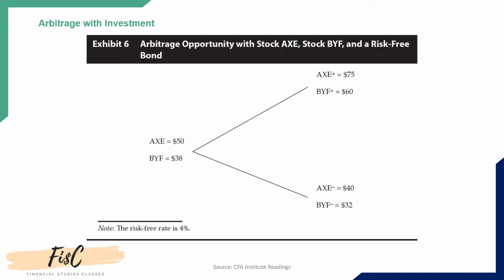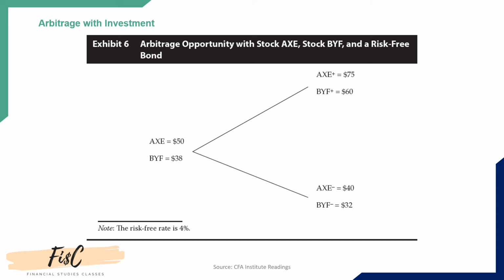So the last one was an example where you didn't invest any money or keep it for a certain period. It was an instantaneous action. But now we are going to invest the money for a period, maybe 1 year. So this is an example from the CFA curriculum where there are two stocks, AXE and BYF. AXE is $50, BYF $38.